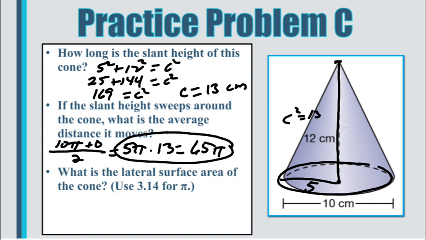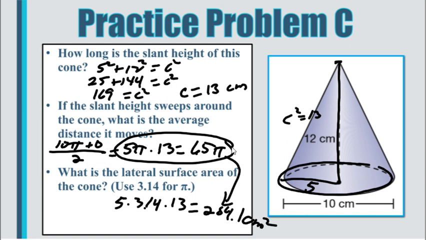This would actually go down here. And it says use 3.14 for pi. So it'd be 5 times 3.14 times 13, which would give us 204.1. This would be square centimeters. The average distance is your 5 pi. But if we put that as an actual number, it would be 5 times 3.14, 15.7.